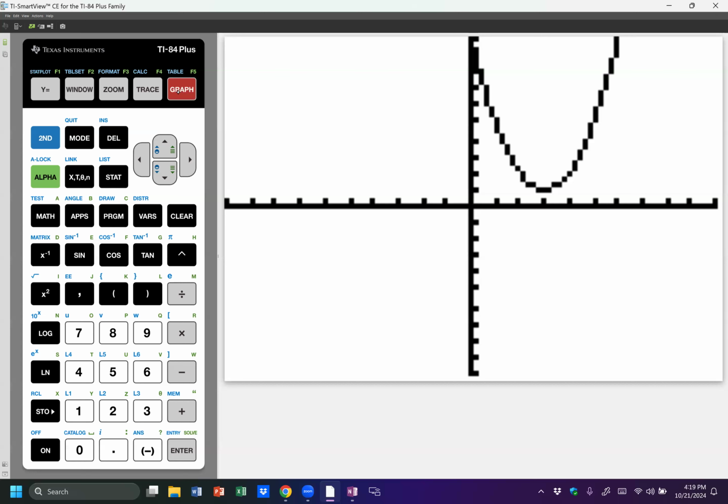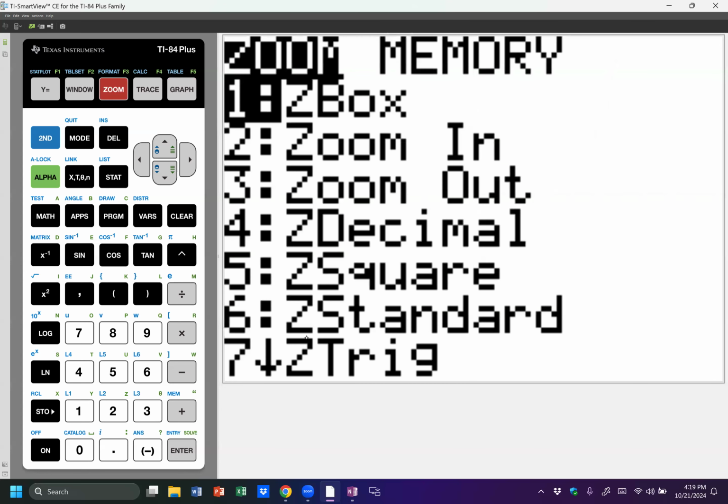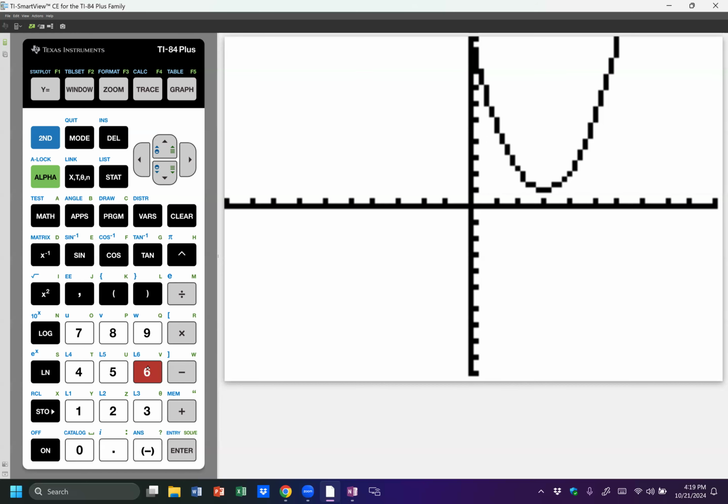If yours does not look like mine, I'm going to show you how to get back to this screen. Everybody do this just so you know where it's at, in case your screen ever looks weird. Push the zoom button, top middle. If you look down at number 6, it says Z standard. We always want to be in the standard window for what we're doing. So just push number 6, or you can scroll down to 6 and hit enter. Either way, it will get you to the standard window. So always make sure you're in the standard window. Hit zoom and then 6.